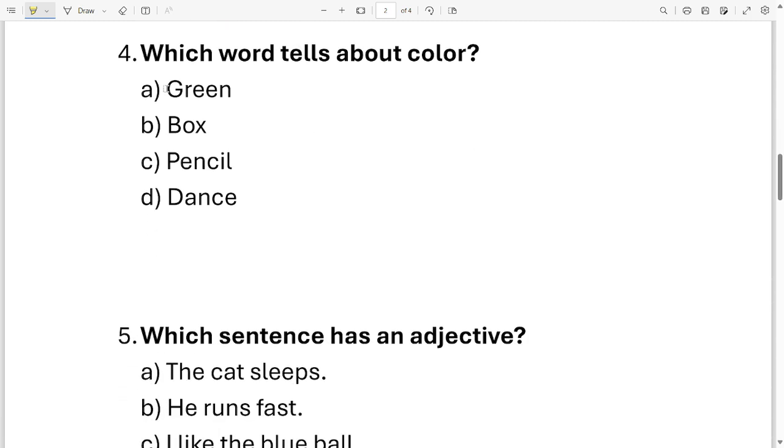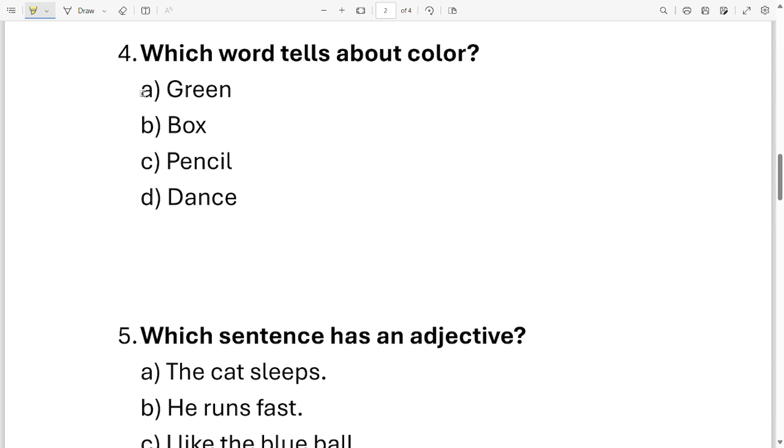Question number 4 is, which word tells about color? Okay, here are your options. Green, box, pencil, dance. Very easy question, isn't it? Now tell me, out of these 4 words, which word is telling you about the color? Is it option A? Is it B? Is it C? Or is it D? Which one is telling about the color?